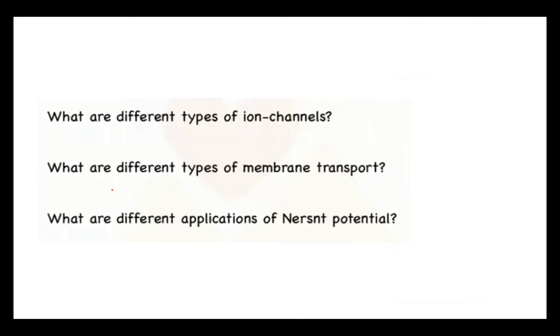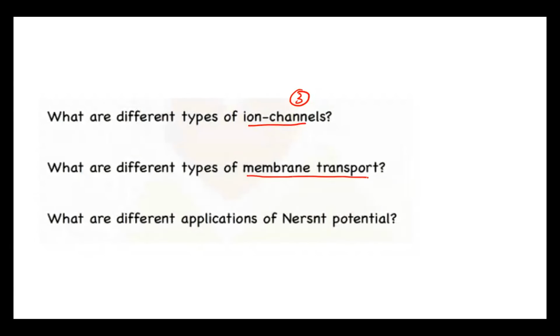Until now we have discussed different types of ion channels. How many ion channels are there? Three, right? What are they? Sodium ion channel, potassium ion channel, and sodium potassium ion channel, sir. Exactly. Fine.